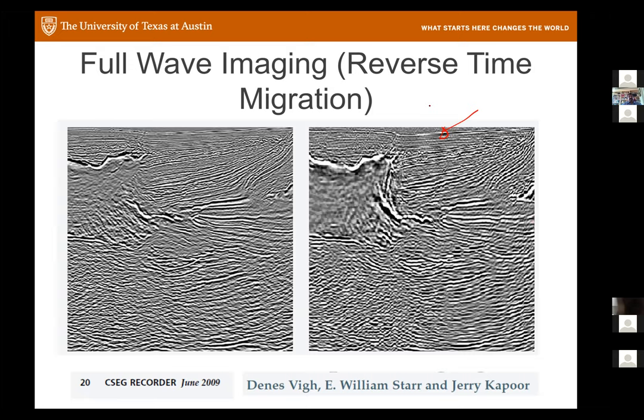So this should be enough to convince yourself that it's really worthwhile to bring in more complete physics. You can see this part of the salt, and you can see how the sediments are butting against this. You can also look at the differences. And also, at depths, you can see a lot more clarity in the image.